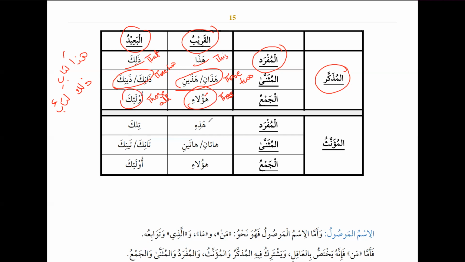هذه is for the feminine nouns. This. مثل هذه سيارة. هذه قارورة. And تلك is for that. هاتان, these two. هؤلاء, these all. It's the same as the masculine nouns. Here we have a difference of dhal and ta. You can notice this. Dhal and ta.